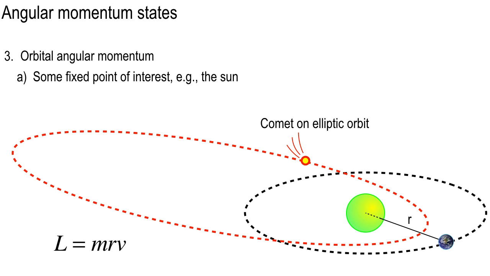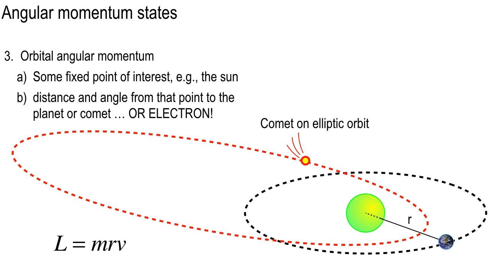All right? Now, another object that has orbital angular momentum is an electron as it orbits the atom. So make a note of that.